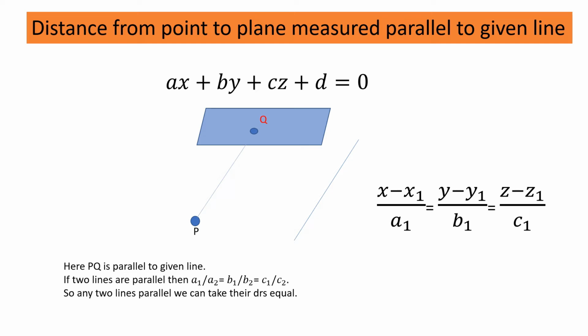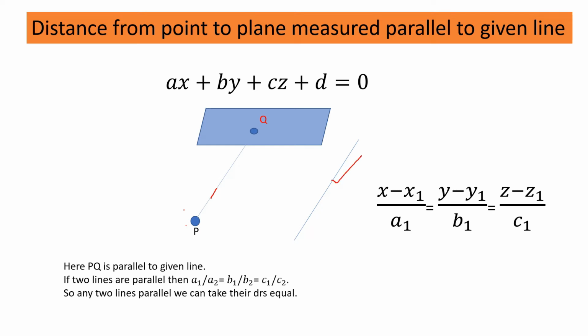Now, distance from a point to a plane measured parallel to a given line. So this time a point P is given, a plane is given, and also a line equation is given. They are asking the distance from P to the given plane, but it is not the perpendicular distance. You should measure the distance parallel to the given line. So I have drawn PQ like this, which is parallel to the given line. So this is the given line.